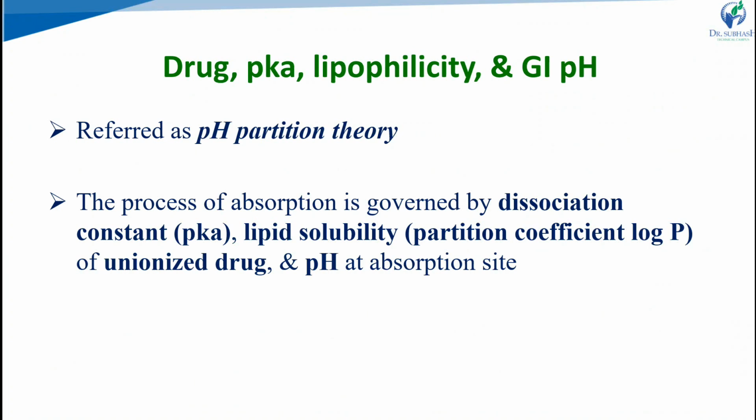How does the drug go for absorption? It depends on the dissociation constant, also called the ionization constant or pK, and that depends on the pH at the absorption site. Second one, that is lipophilicity or lipid solubility of the drug, which is determined by the partition coefficient, the log P value, and the pH at the absorption site.